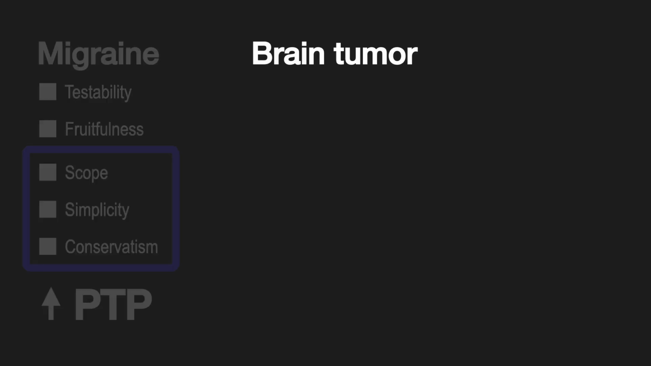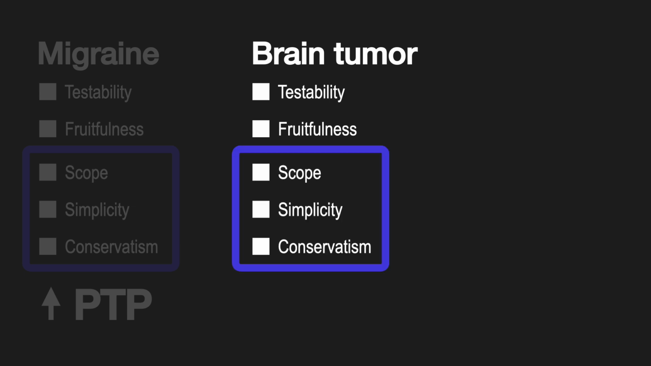Brain tumor. Let's test it. Are there focal neurologic signs and symptoms? No. Does this rule out brain tumor? Let's evaluate the other criteria. Is brain tumor wide-scoping, simple, and conservative? No. It doesn't account for other signs and symptoms, and it's not very common.